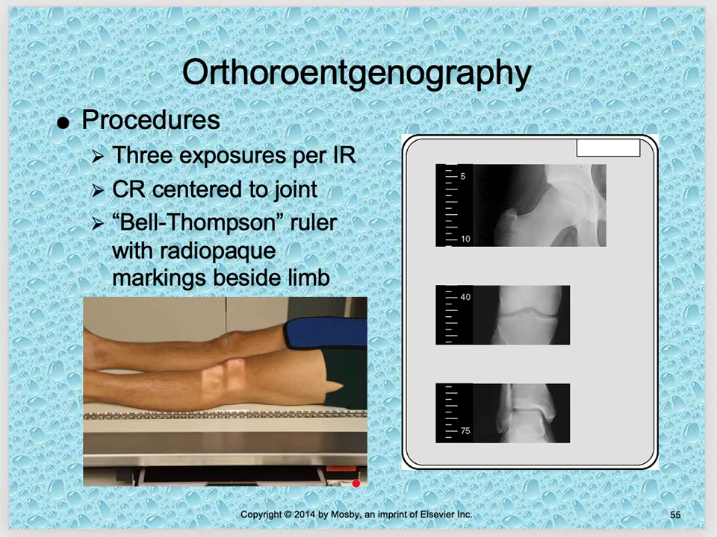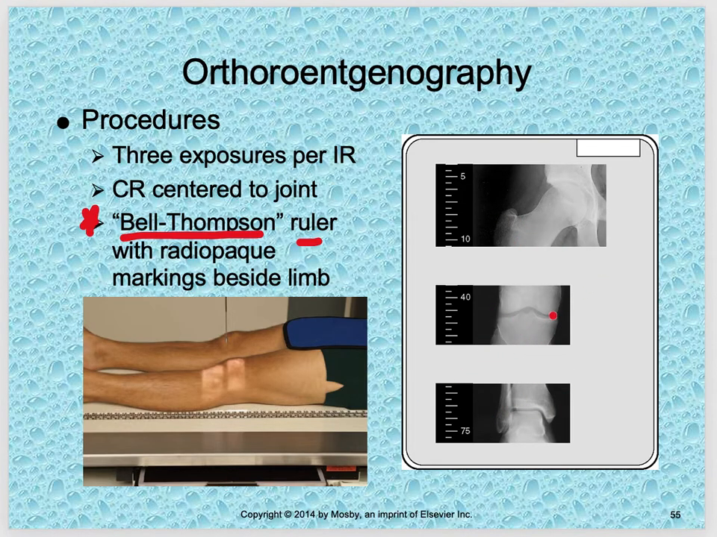So here, this central ray is centered to the joint. The ruler that they use is called a Bell-Thompson ruler. Okay, very important. Bell-Thompson ruler with radiopaque markings beside the limb. So that Bell-Thompson ruler is going to be laid out next to the limb. It's going to be included in that image, so they can see the length of that entire limb imaged by those joints.